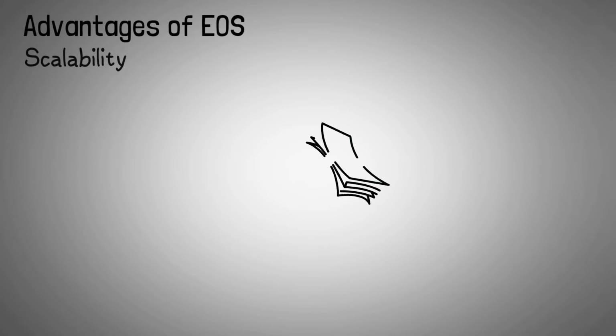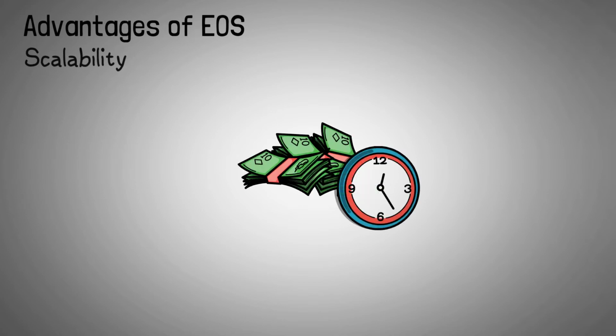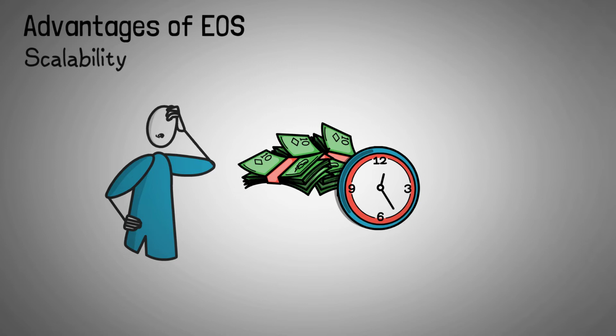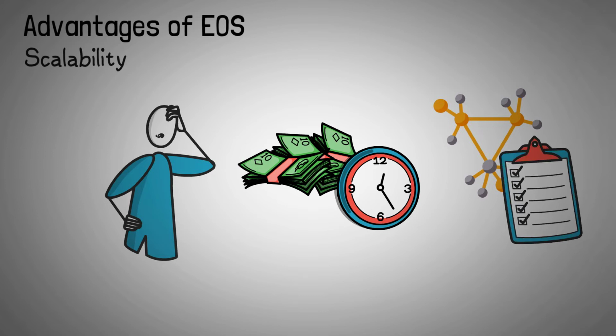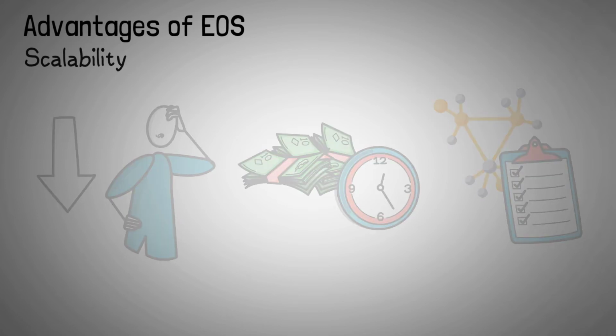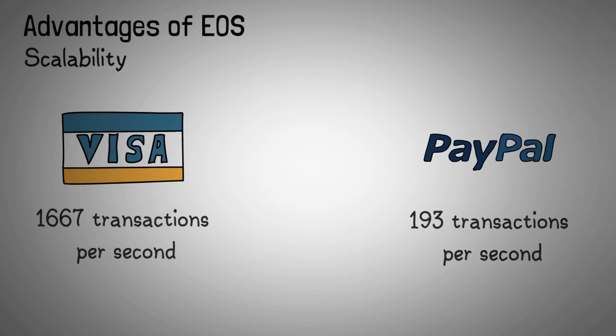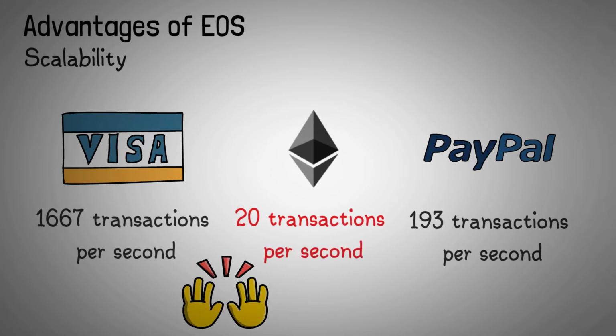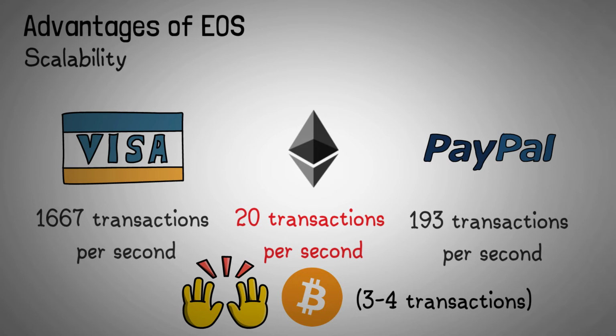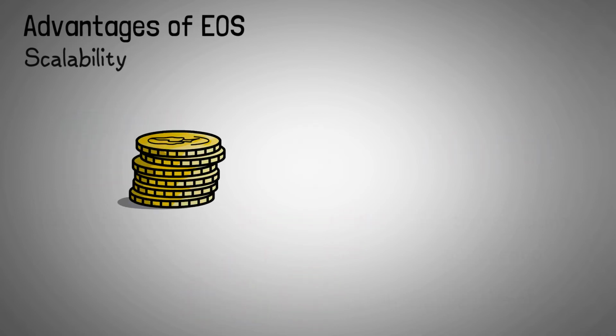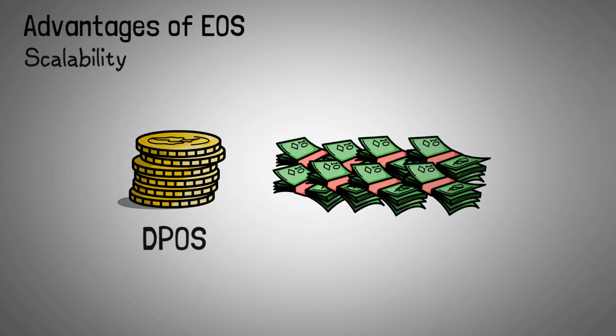Scalability. Scalability, or the number of transactions executed per second, is a significant concern for most blockchain platforms because blockchain transactions require each node in the network to come to a consensus for anything to pass through. This has a negative effect on the experience of the user. For instance, Visa can manage 1,667 transactions per second, but PayPal is only capable of managing 193 transactions per second. On the other hand, Ethereum can handle 20 transactions per second, which is a significant improvement above Bitcoin's meager 3 to 4 transactions per second. EOS asserts that its delegated proof-of-stake (DPoS) method has the capacity to accommodate millions of transactions per second.